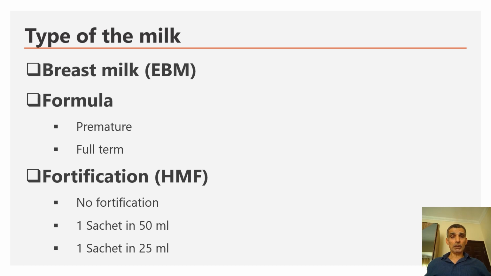And are you fortifying, using human milk fortifier to increase the nutritional values and caloric density of the milk? So you have to state no fortification, or you're fortifying with 50 ml, or you're concentrating the fortification by making it double. Of course, the fortification will not happen on the first day, but I mention that because you need to include this in the order. You can say start fortification on the second or third day, or when this level of amount of milk is reached.